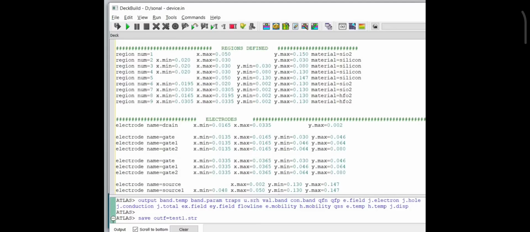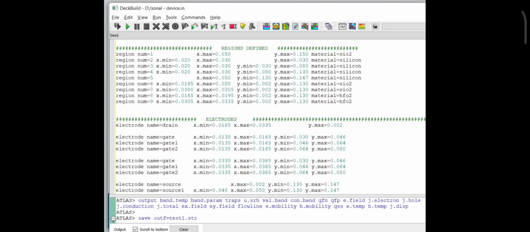Region is used for the silicon material. Region number 6, 7 is used for the oxide layer, the SiO2 layer. And region number 8 and 9 is used for the HfO2 layer. And its positional parameter for every region is mentioned in the code.